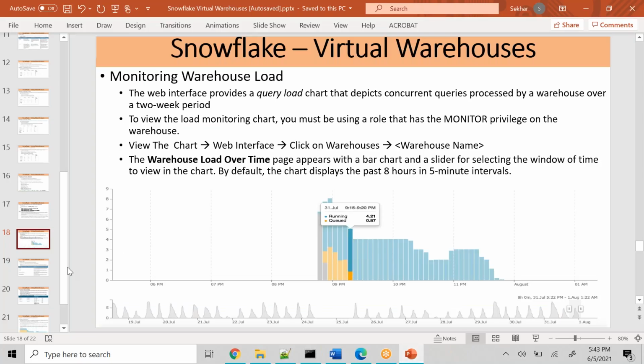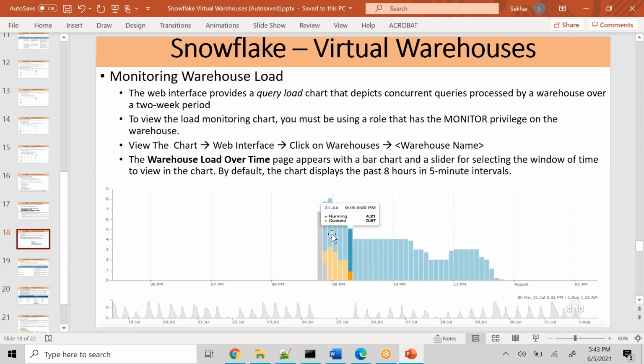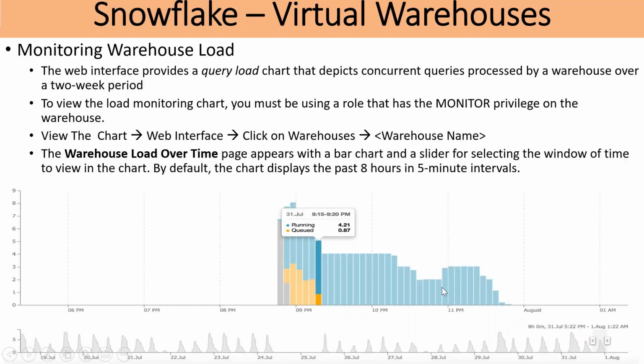I have another thing. This is what it is. If you look at it, 31st July and then 9:15 to 9:20. Let me run this. So if you look at it, 31st July, 9:15 to 9:20, 5-minute interval. And in the 5-minute interval, how much is the load on the system? Running is 4.21 and queued is 0.8.